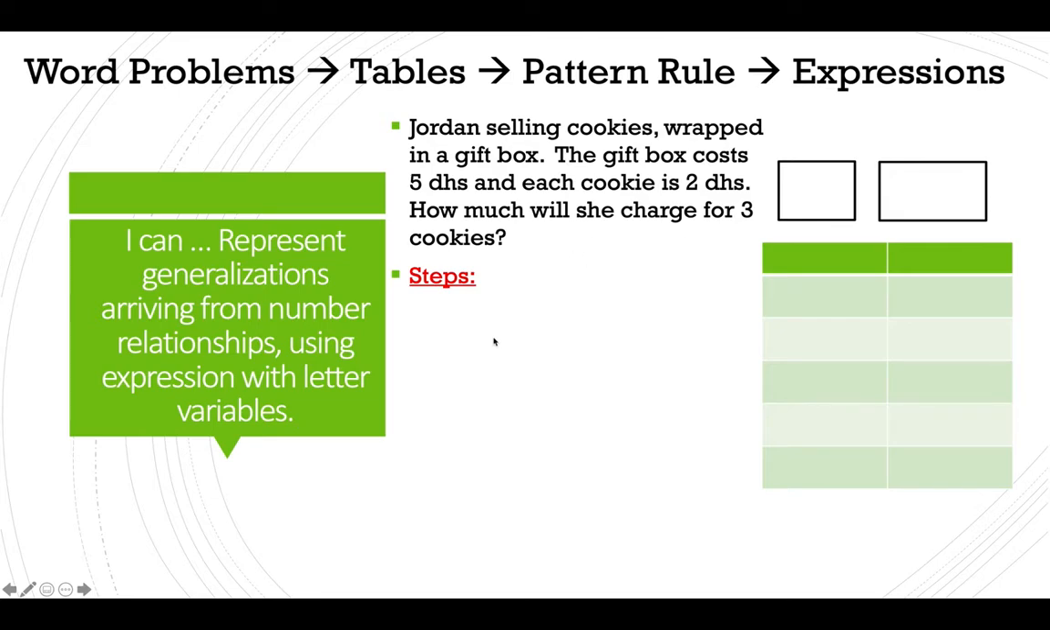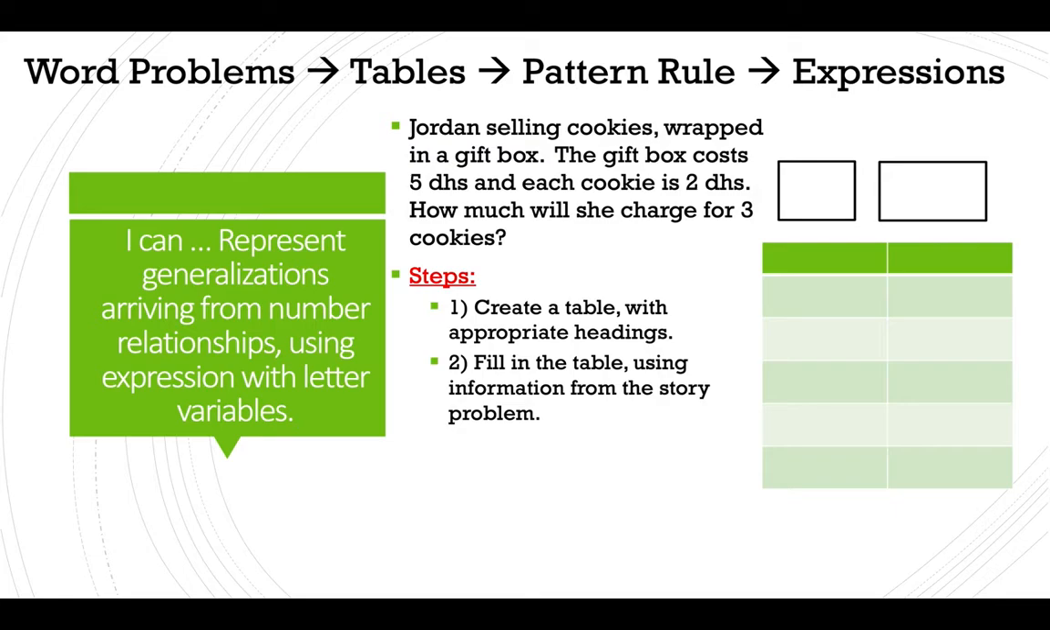Alrighty. First, we're going to do the same thing. Create a table with appropriate headings. This was part of the homework from yesterday. Fill in the table with information from the story problem. That's similar to what we just did in our last step. Then, same thing, we have to find the pattern rule. Normal stuff once we have our values in our table.